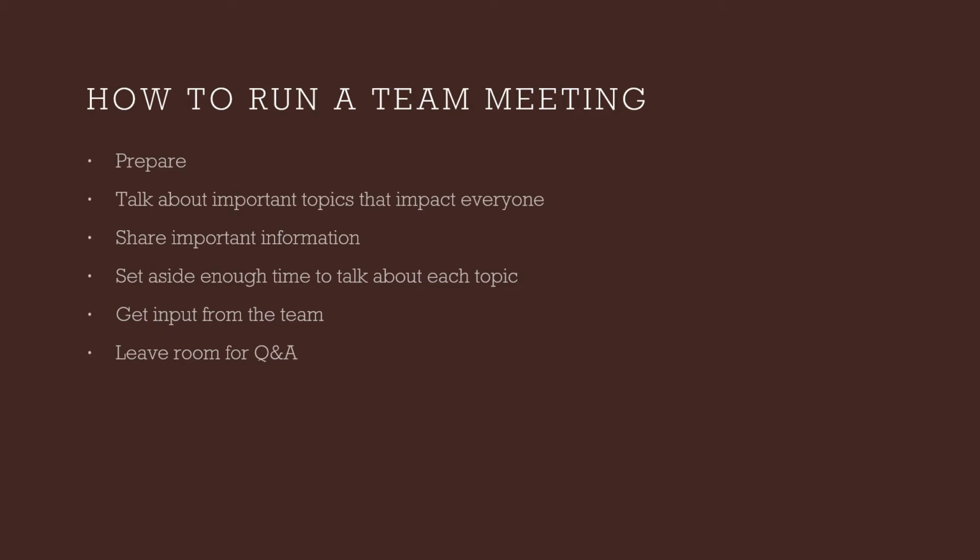Then you need to share important information. So you need to share action items that the stakeholders want or things you need to accomplish for the week. Then you need to set aside enough time to talk about each topic. You don't want to be talking about a topic and then go over the set time for the meeting, because if you do that, then you're going to run into scheduling conflicts later on throughout your day, and so will your teammates, your team members.